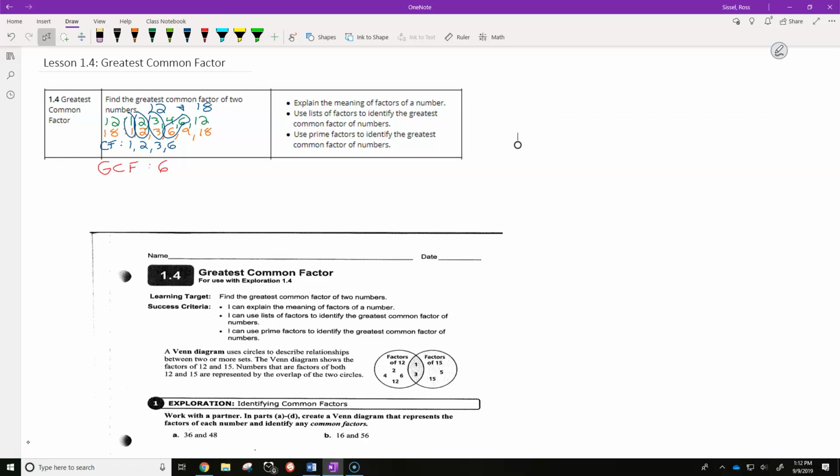Okay, the way we're going to meet our goal today, there's 3 things we have to do. The first one, we have to be able to explain the meaning of the term factors, which should be very easy because we've been talking about factors for the first 3 lessons and the review we did. The second one says, I will use list of factors to identify the greatest common factor of numbers. If I was you, I'd highlight this part or underline it. List of factors.